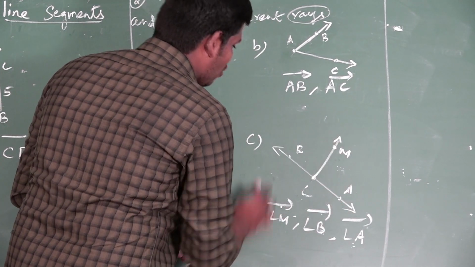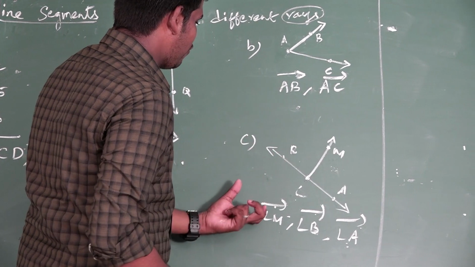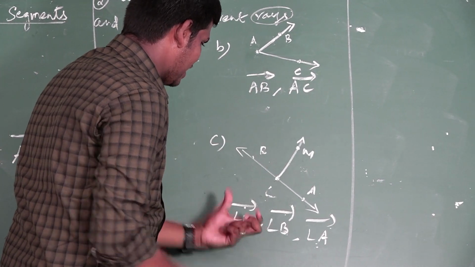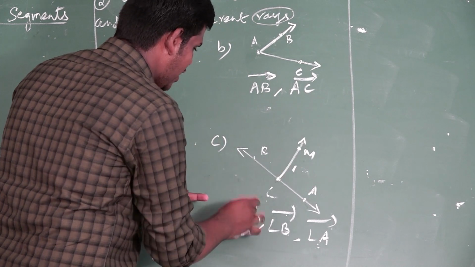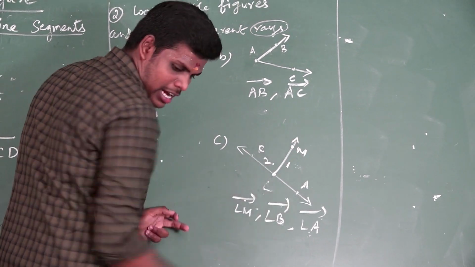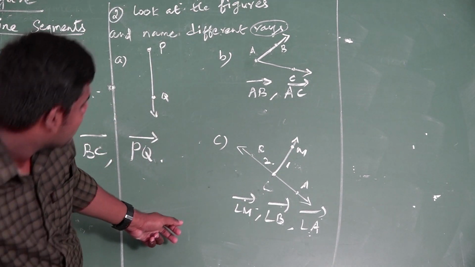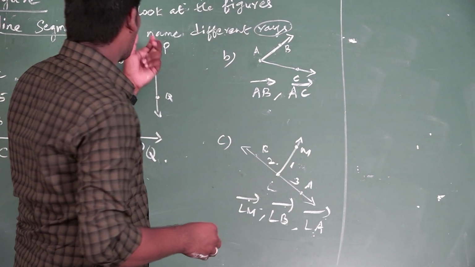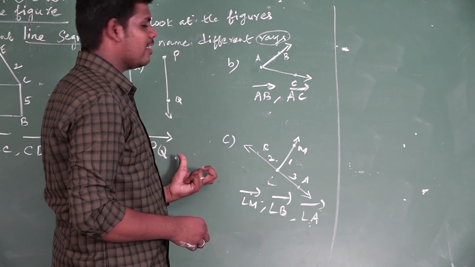How many rays are we forming in this figure? Here 3 rays. LM is one ray, LB is the second ray, and LA is the third ray. These are the different rays formed in this figure.